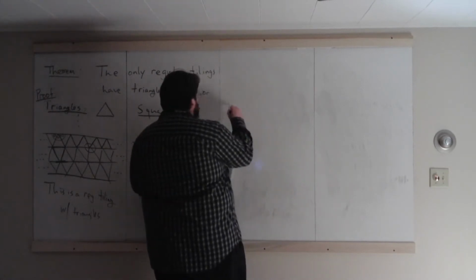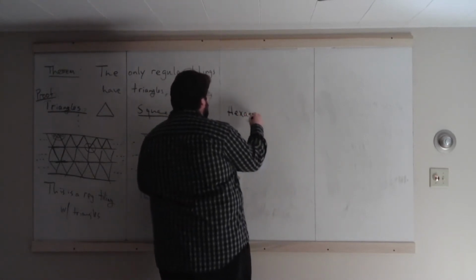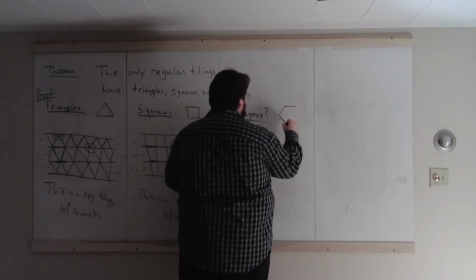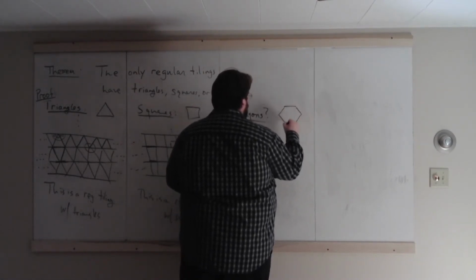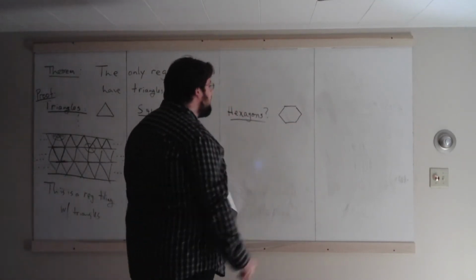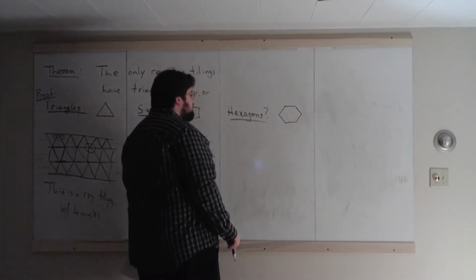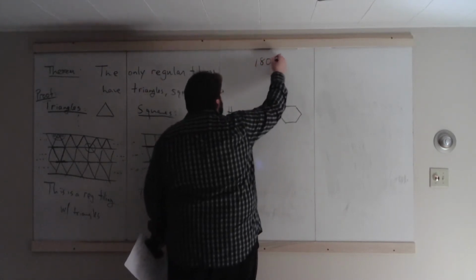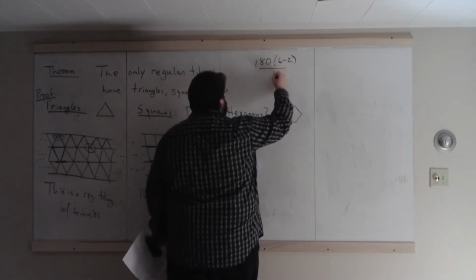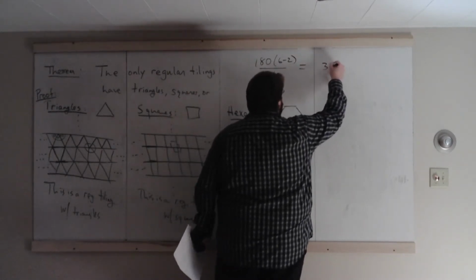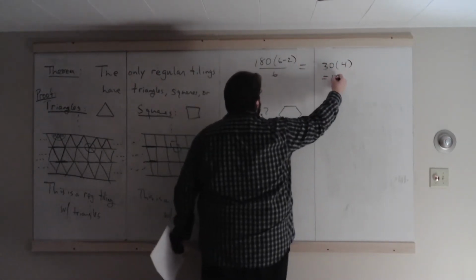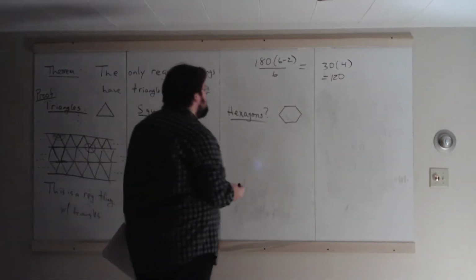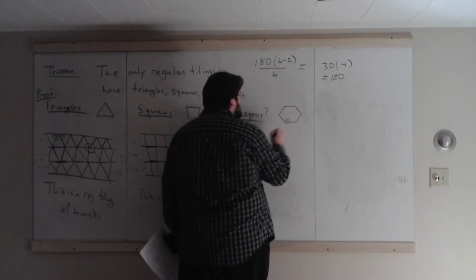So hexagons. Well, let's draw a regular hexagon. So there's a regular hexagon. What's the interior angle of a hexagon? That's not a perfect regular hexagon. The interior angle is 180 times 6 minus 2 over 6. Well, 180 divided by 6 is 30. 6 minus 2 is 4. So each interior angle of a hexagon is 120.